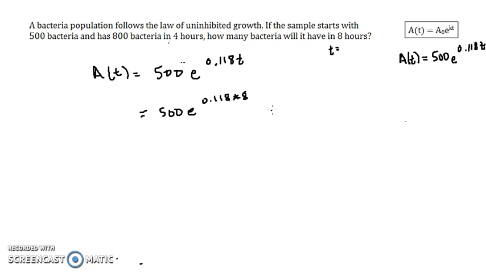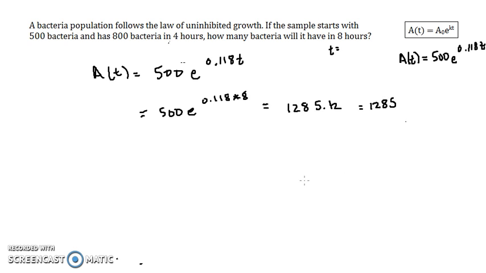we're going to plug it in right there. We're going to put this into our calculator. Let me do that real quick. e to the power of 0.118 times 8. Okay, so we plug that into the calculator and we get 1285.12. And remember, this is a population. These are living things. So we'll go ahead and make that 1285.